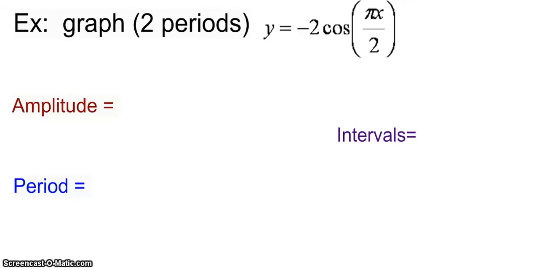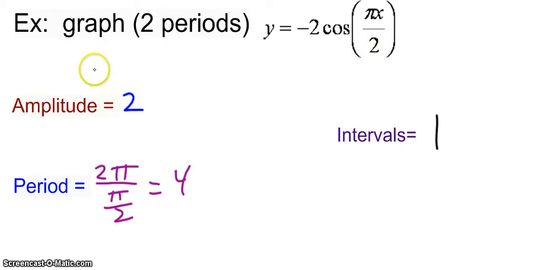Alright. I want you to try to find the amplitude, period, and the intervals for y equals -2 cosine pi x over 2. Pause the video. Do that. Unpause when you're ready to check. Okay, so although a is negative, we know the amplitude is the absolute value of a. So amplitude is 2, period is 2 pi over pi over 2, which is 4. The intervals are period divided by 4, which is 1.